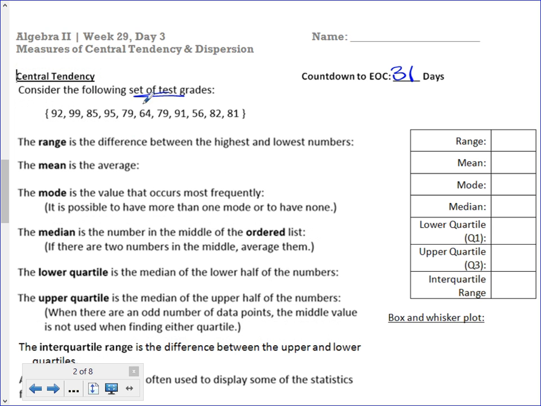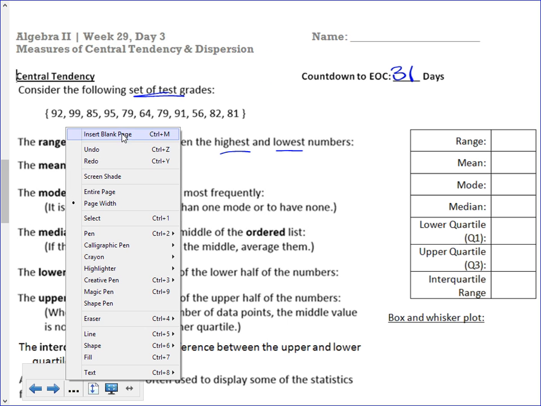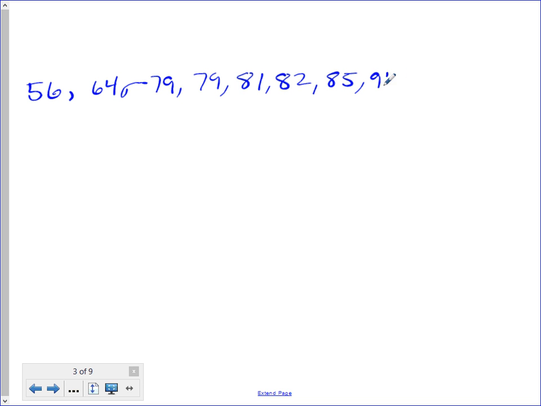Consider the following set of test grades. The range: difference between the highest and the lowest. First thing I want you to do is put them in order. 64, 56. 64, 79, 81. But you do have to do this right now. You should be putting these in order. Did I get all 11? 1, 2, 3, 4, 5, 6, 7, 8, 9, 10, 11. Good.